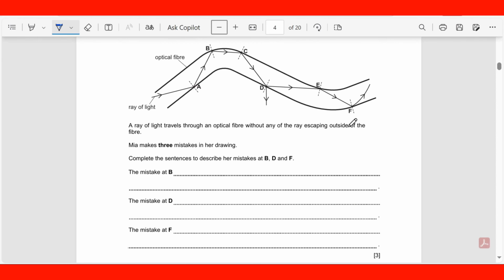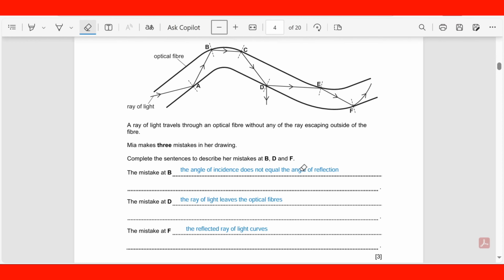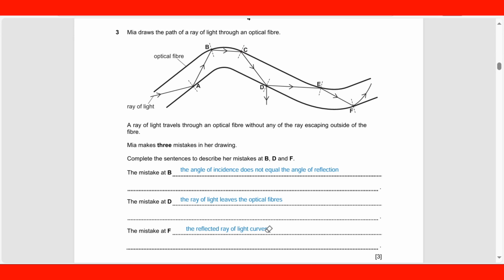Here we go. Mistake at F. Time. Okay, let's check out the answer, guys. Here we go. The reflected ray of light curves in here. It shouldn't be curved but a straight line. That's the mistake. Let's move on.